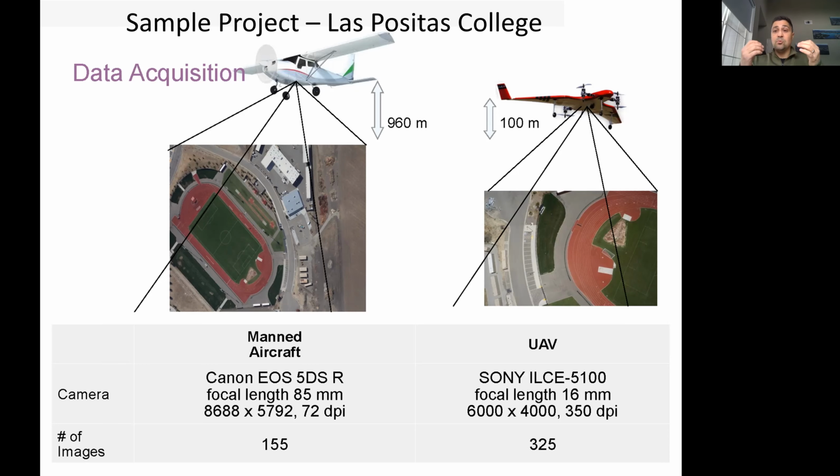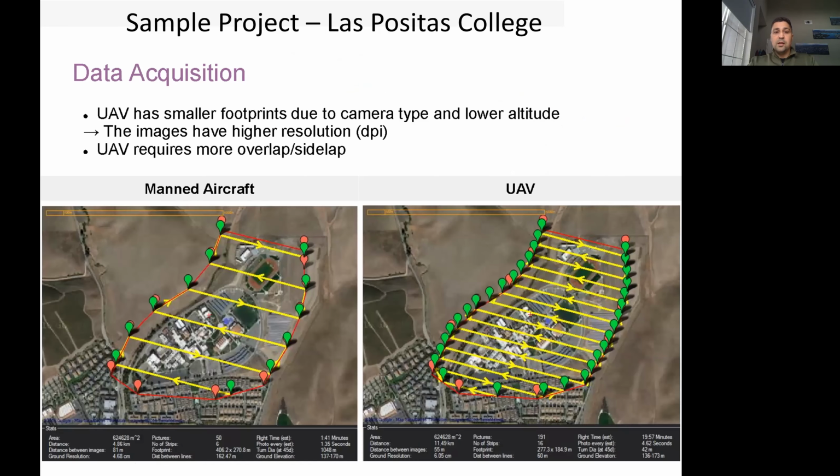What I mean by that is we're seeing the exact same amount of resolved detail between these two platforms. It's just one is going to fly and capture much differently than the other. By the way, look at how many pictures this one takes versus this one. Same area, same area. This comes down to footprint, folks. I know it says UAV, unmanned aerial vehicle, but the UAS has smaller footprints due to the camera type and the lower altitude.